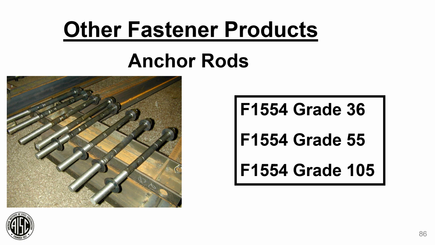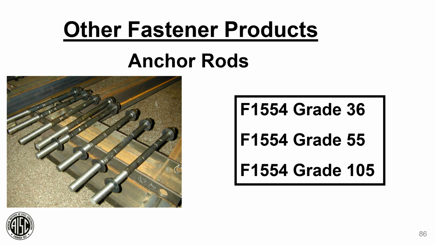Most commonly, what you're going to find that is going to be supplied is an F1554 grade 55, usually with supplement S1. Now, supplement S1 means it's weldable. Grade 36 allows you to substitute grade 55 for grade 36. It's important when you're specifying F1554 grade 55 anchor rods that you specify that supplement S1 to make it weldable.